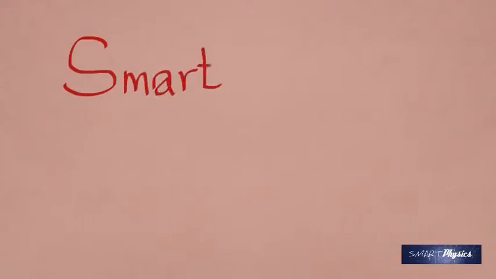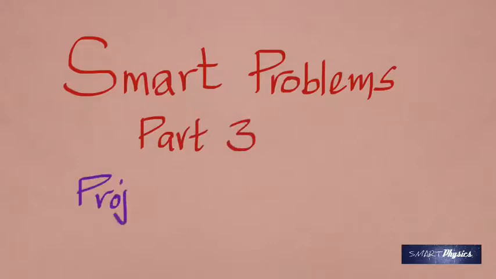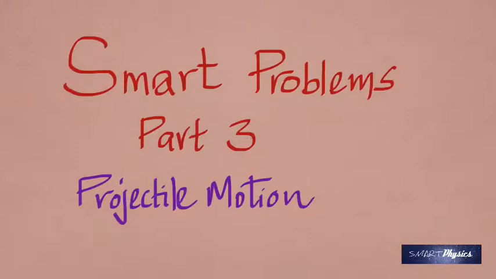Well, smart problem number 3 for today is about projectile motion. And because this is two-dimensional motion, many students find this topic a little bit difficult to understand. Because a projectile is something that is projected, something like a javelin or a shot put that is thrown up into the air.